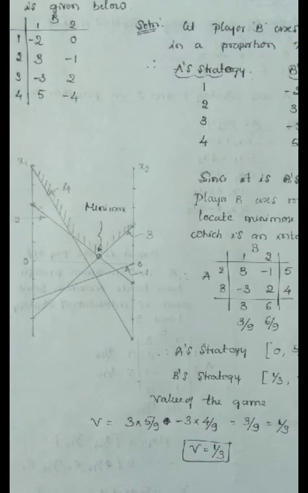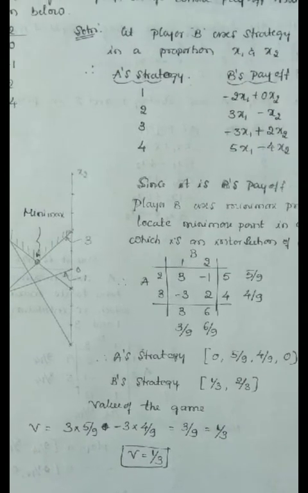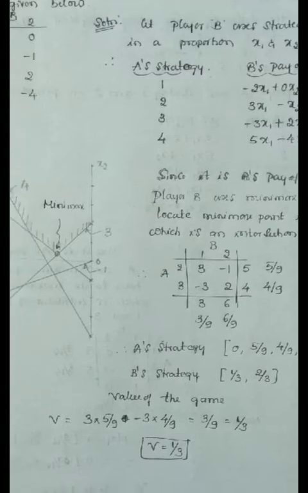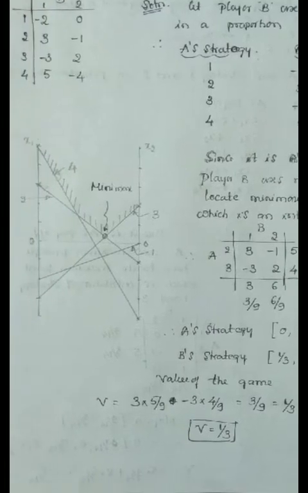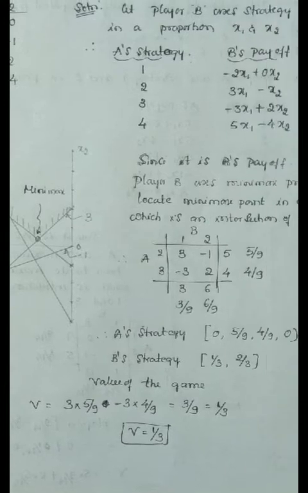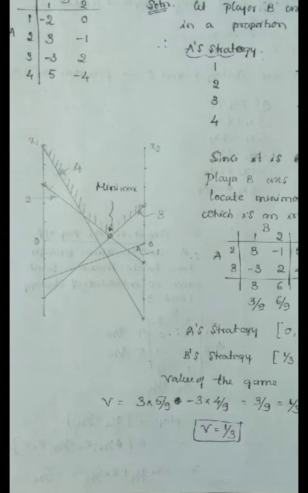Now draw two parallel lines and draw one reference line, the 0 line. Then let us represent them on this x1 and x2. First line x1, second line x2. Let us represent the first strategy of A, minus 2x1, 0x2. Locate minus 2 on x1 and 0 on x2. Draw a line. That is first strategy. Second one, 3x1 and minus x2. Mark minus 1 on x2 side. Draw a line. That is the second strategy.